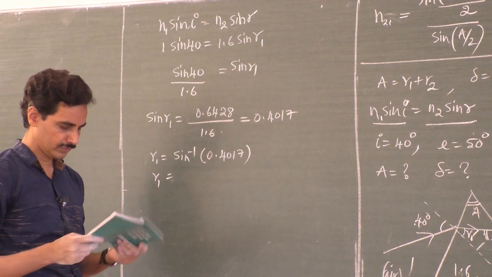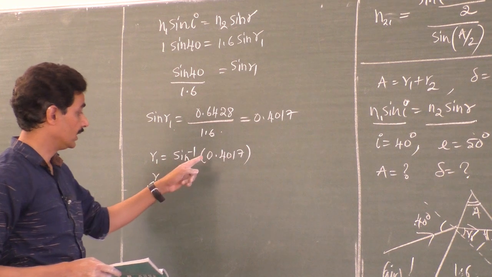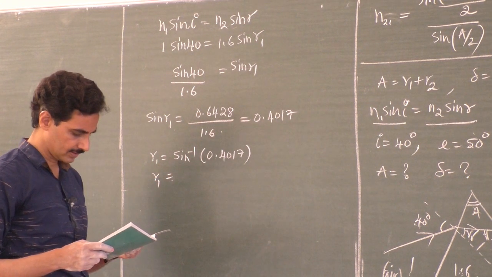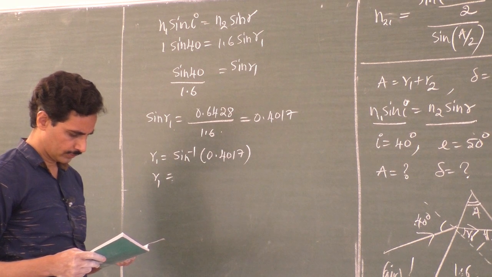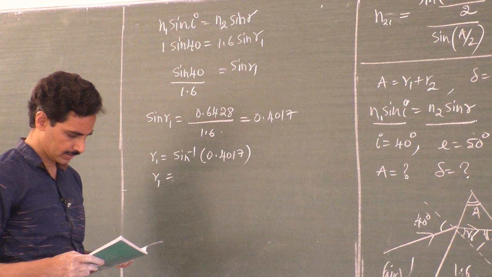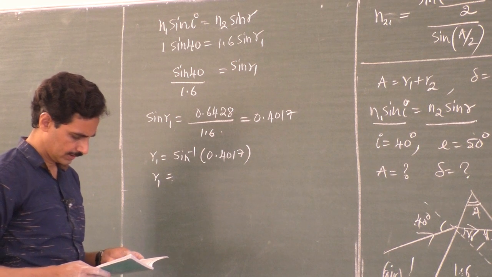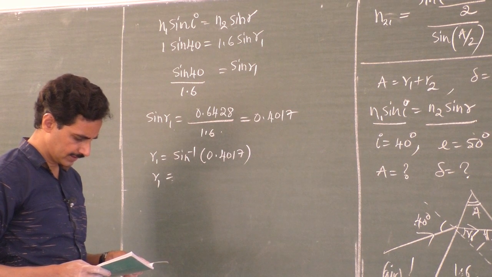It should be less than 30 degrees, because sine 30 is 0.5. If it is 0.4, it should be less than 30 degrees. So search somewhere near 0.4017. You will have 0.4, 0.42, 0.41, 0.4067 at 24 degrees. Do you have any number lesser than that? Yes, you have 0.4003.